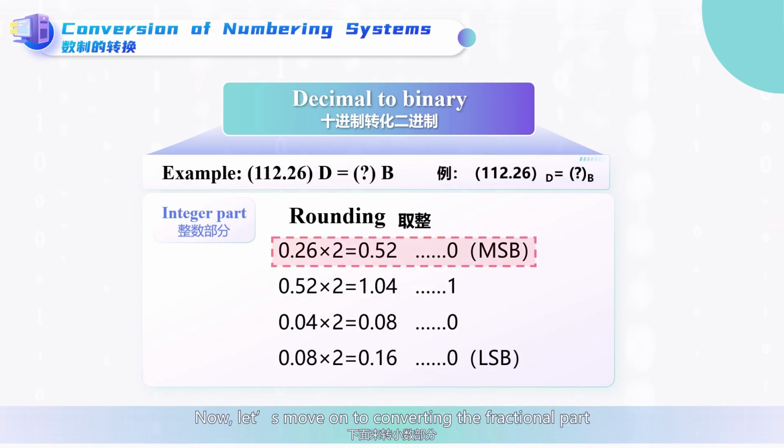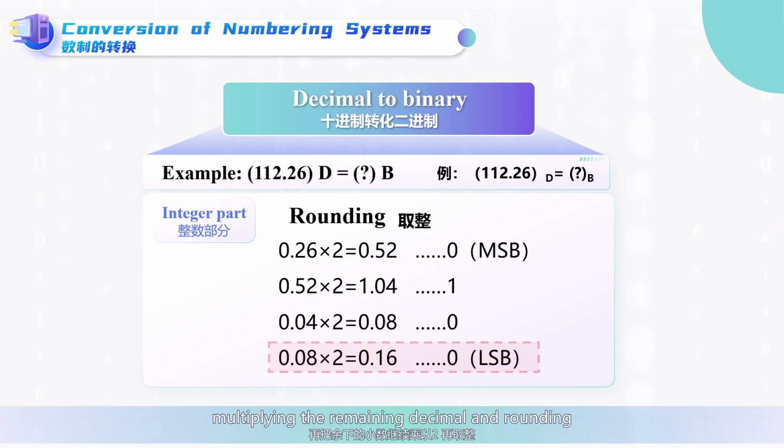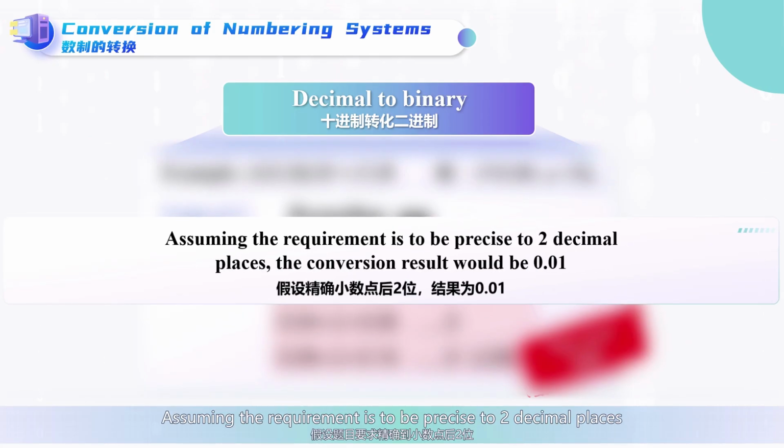Now, let's move on to converting the fractional part. For the fractional part 0.26, we multiply it by 2 and round the result. We then continue this process, multiplying the remaining decimal and rounding. For a total of 4 operations, we find that the fractional part still does not become 0. Assuming the requirement is to be precise to 2 decimal places, the conversion result would be 0.01.